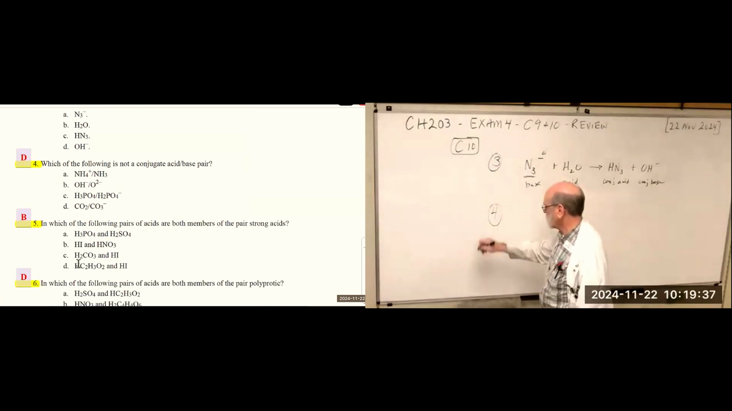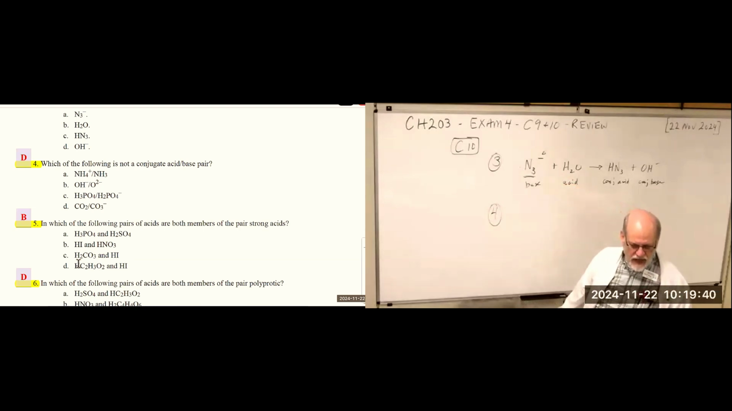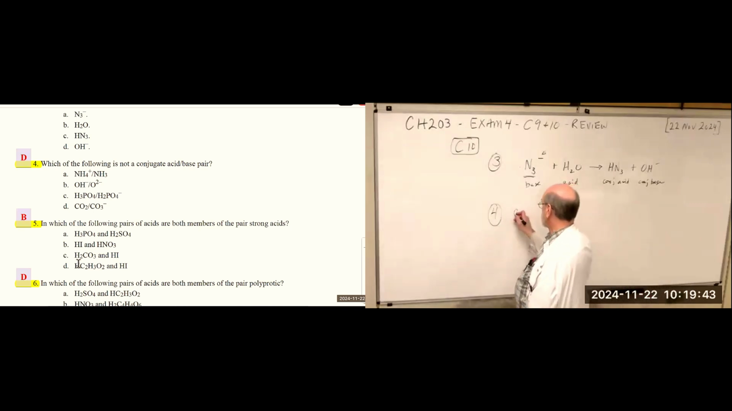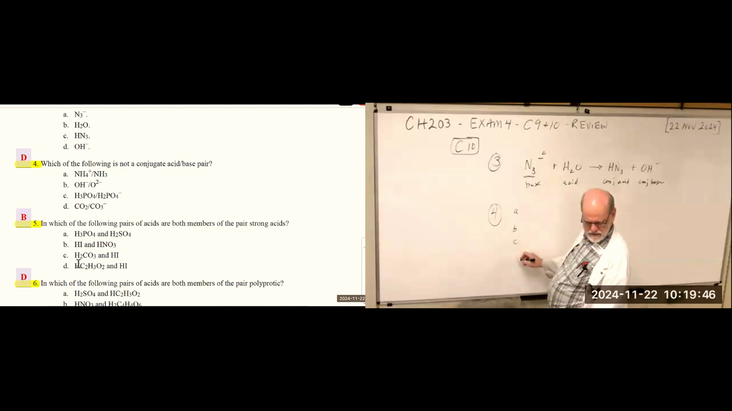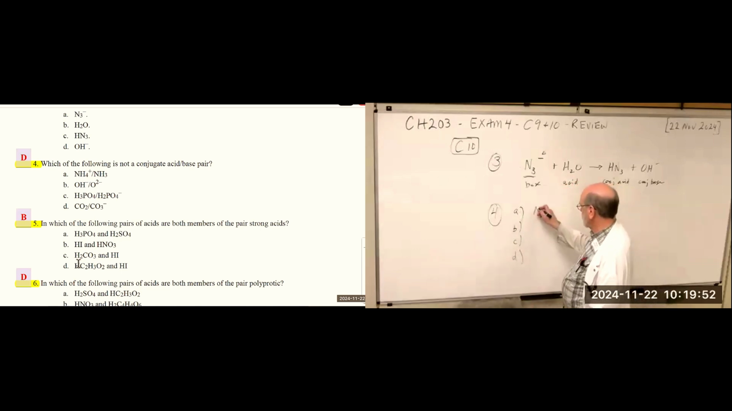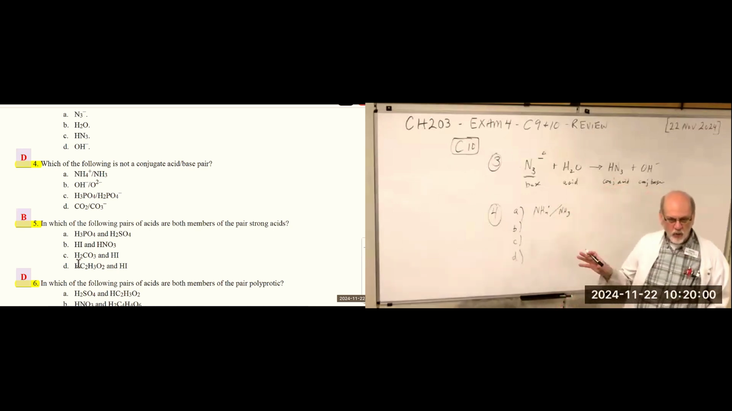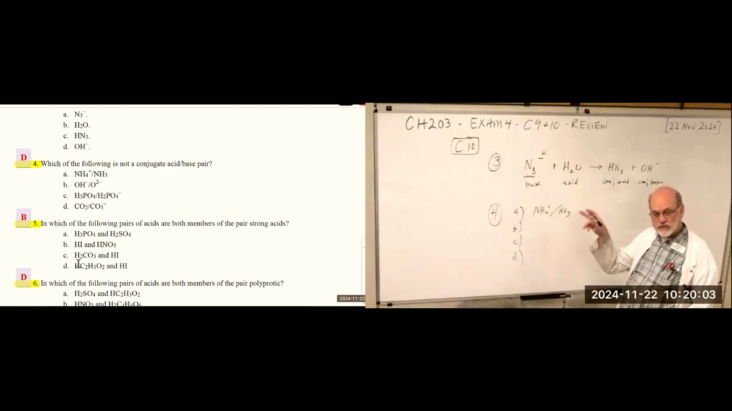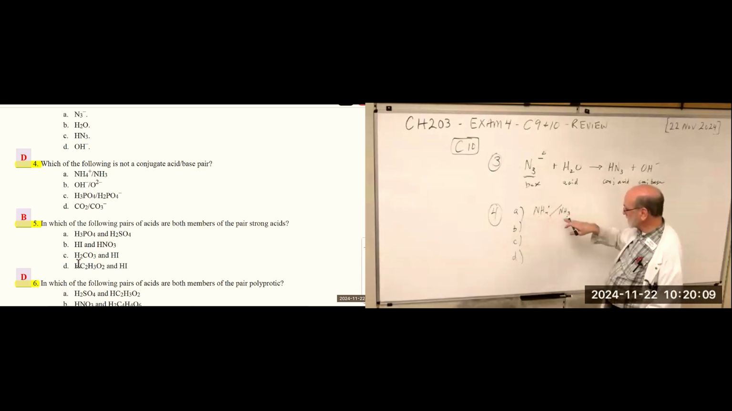Let's see, 4. Which of the following is not a conjugate acid-base pair? All right, A, B, C, D. So remember what is required for a conjugate acid-base pair. You have to have the same core, and the two differ by 1 proton. So this is the acid, that's the base, it has 1 extra proton here, loses that proton, makes the conjugate base. That's an acid-base pair. That one is good.